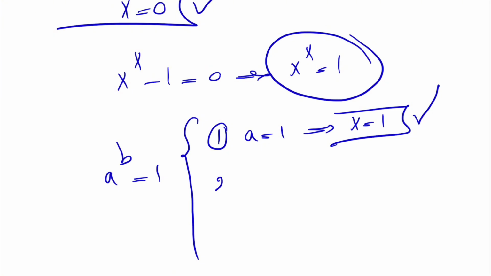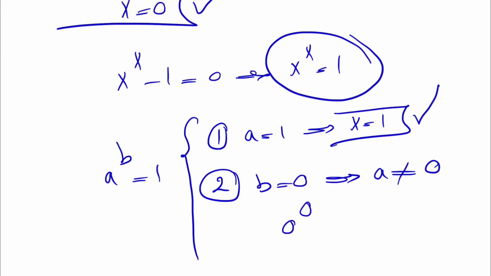So in the second scenario, our b is equal to 0, but this comes with one condition, and that would be our a cannot be equal to 0, and that's because we're going to get 0 to the power of 0, which is undefined. So we have to avoid this situation, and if we go with this, basically our b is equal to 0, meaning x is equal to 0, but if you look at this, x is equal to 0 is going to make our base equal to 0, so this is not an acceptable answer in here.